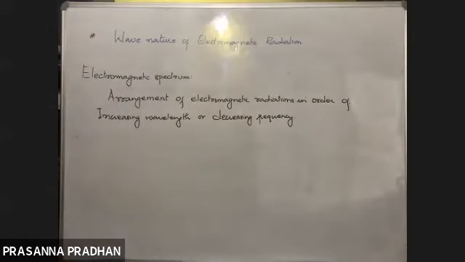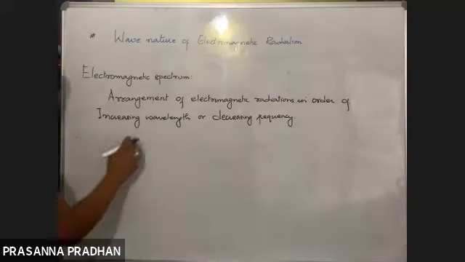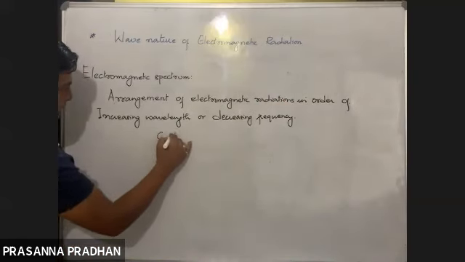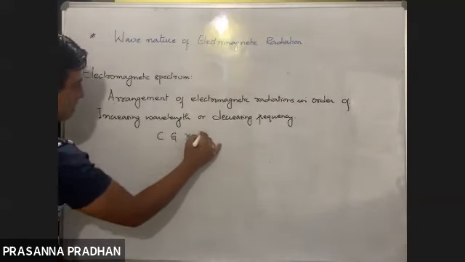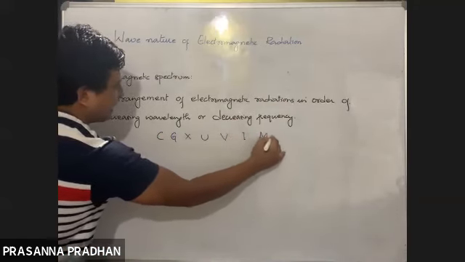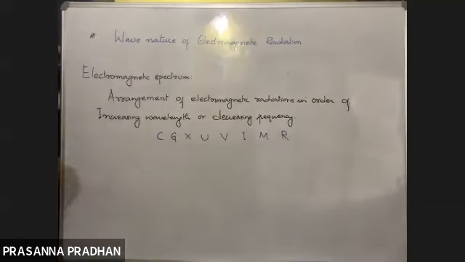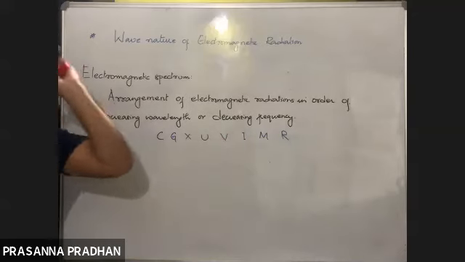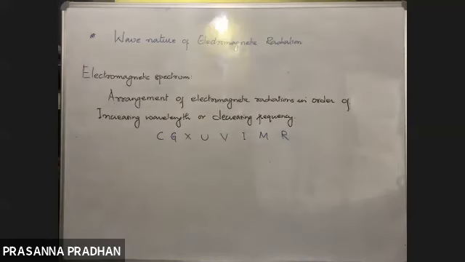I'll teach you a very easy method. You just remember this as C, G, X, U, V, I, M, R. Remember it in this way. So what does this stand for? What does C stand for? C stands for cosmic rays.